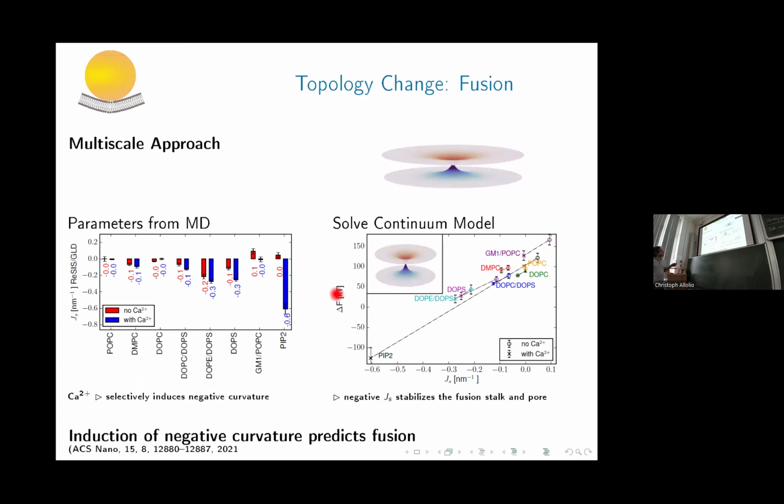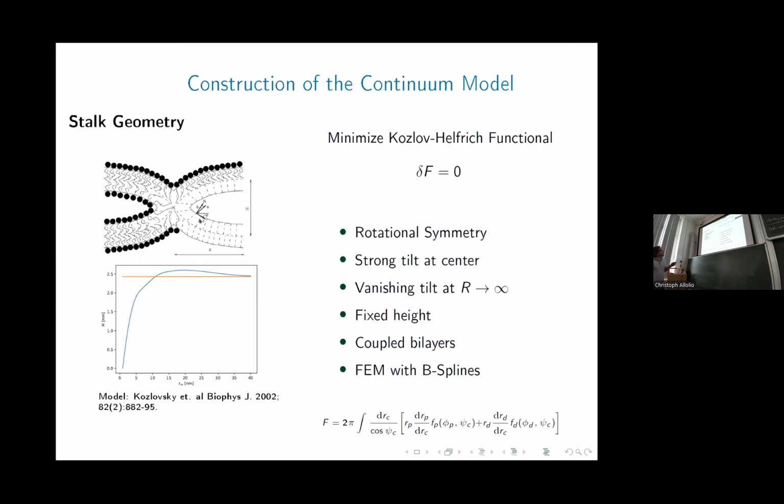And so we were able to see that, for example, the lipid PIP2 in presence of calcium and the lipids PS and the mixture PEPS have stable fusion stalks or almost stable fusion stalks. And these are experimental lipids that you can actually fuse with calcium. So this was a test against experimental data.